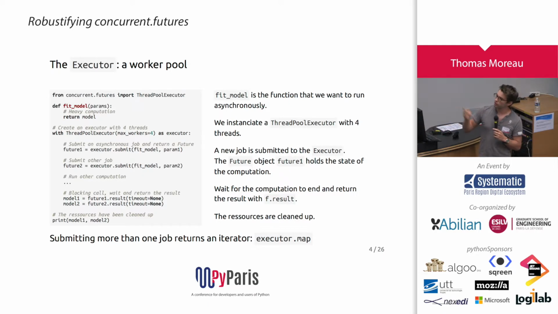There is also in this API the map method on the executor, which allows you to pass a function and a list of parameters, and all the computation will be run asynchronously. So it's basically doing, if you take fit_models and just a list with param 1 and param 2, you will have the list model 1 and model 2 in the results once the results are computed.